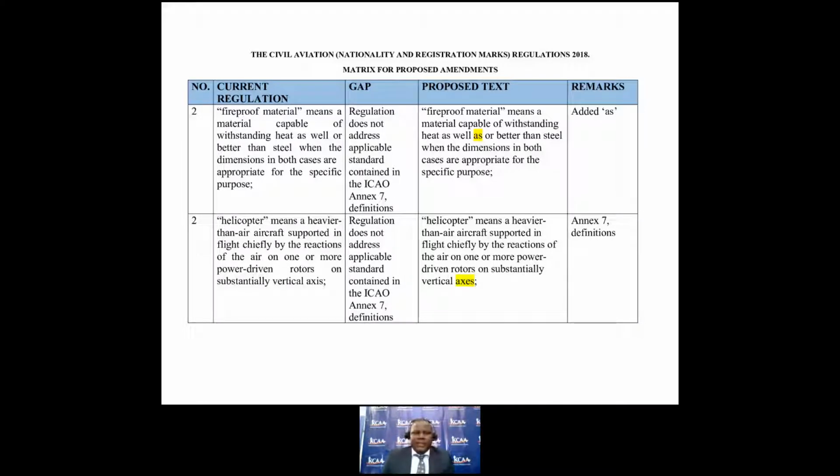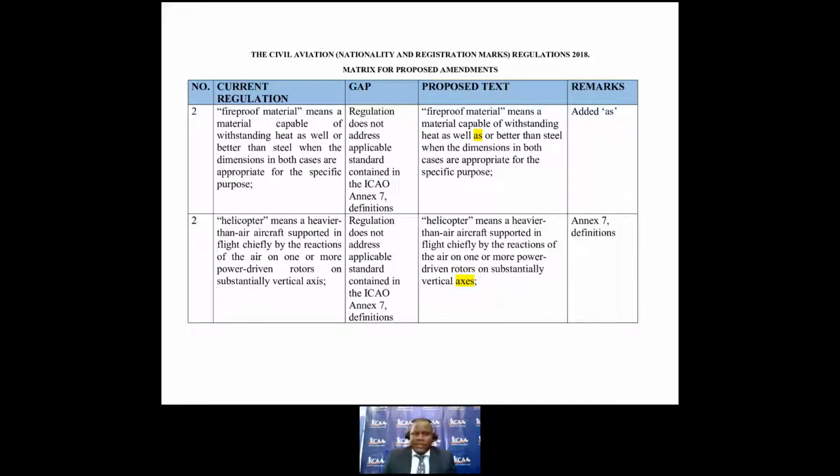Okay, from the displayed matrix, we have the first part of interpretations, some of which were missing and some had problems from the previous regulations. For the first item, fireproof material, we just rewrote to make some sense, and it reads: fireproof material means a material capable of withstanding heat as well as or better than steel when the dimensions in both cases are appropriate for the specific purpose. So in the previous regulation, the word "as" was omitted, and we have corrected that anomaly.